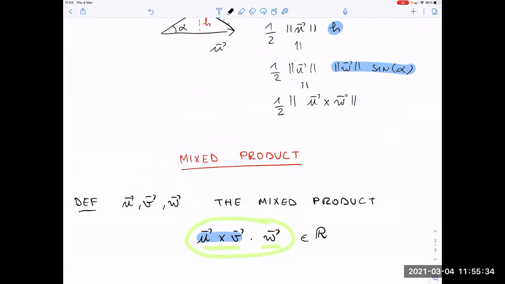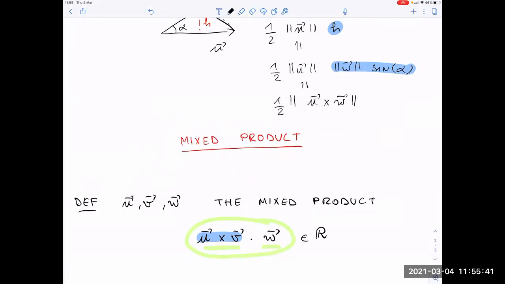And we would like to know if this real number has some meaning or not. Keep in mind that the mixed product is also called box product. And this means it has something to do with some box. Sorry, I'm looking in the chat because there was something.